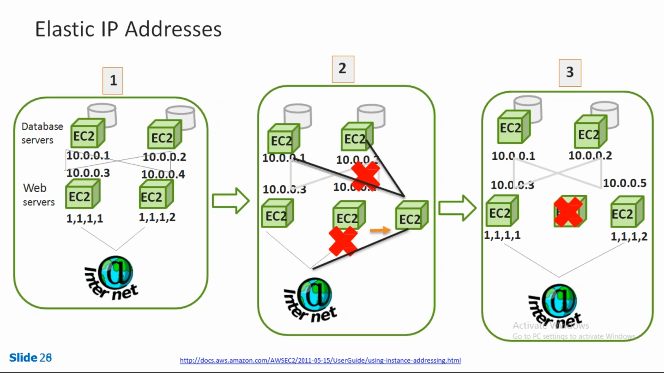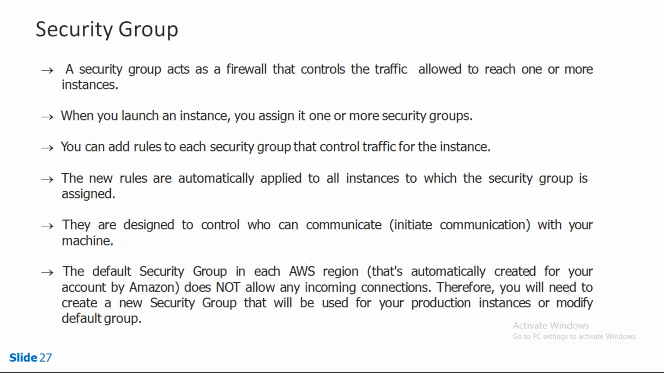It is static, but normal IP addresses which we directly get when we create an instance are never static. So any number of times you stop and start, it will change, so connecting to that will always be a difficult or challenging task. So for a web server, whenever you're creating a web server, it is suggested to go with an elastic IP. Then security group, we have seen yesterday.